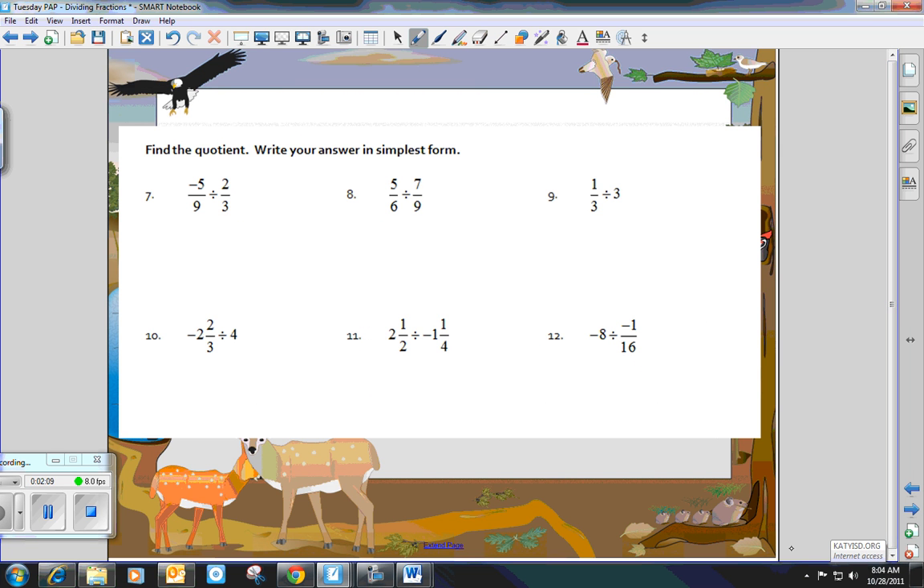Then let's look at finding the quotient, the division. So remember we're doing, and I call it KFC, keep, flip, and change. Okay, we're going to keep the first one, we'll flip the second one, we'll change to multiplication. KFC, keep, flip, change. Now it does not work if you flip the first one instead of the second one. You can't flip the first one over. That doesn't work. You have to flip the second one over.